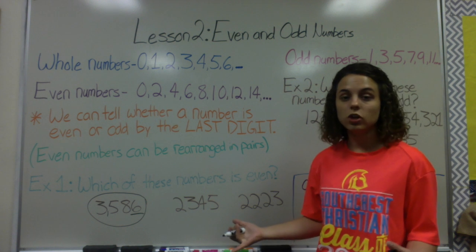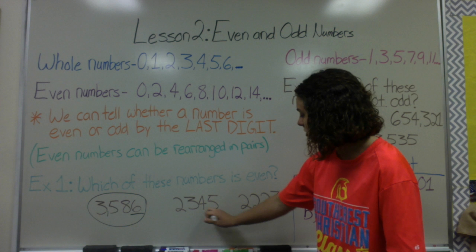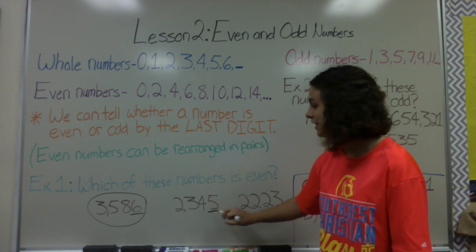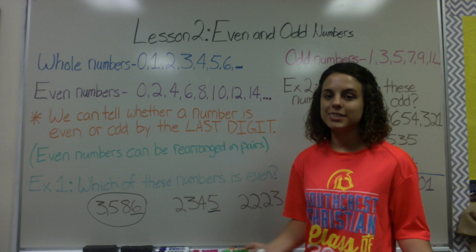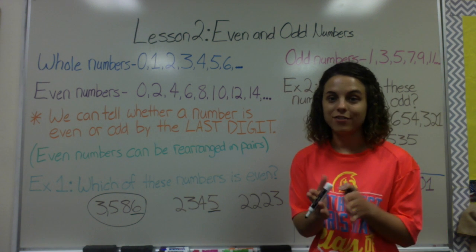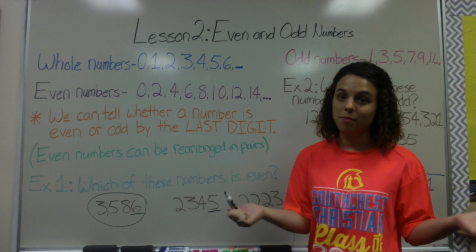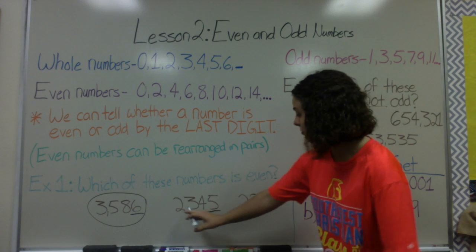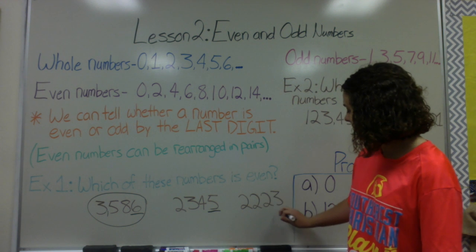Now I'm going to look at the other numbers and explain why they are not even. My last digit here is 5. 5 is not even because if I split it in half, I have 2 and a half on one side and 2 and a half on the other. I'm not going to split a kid in half and have 2 and a half kids on one side and 2 and a half kids on the other. We've got a problem there. It's not going to work. So 2,345 is not even. It's odd.